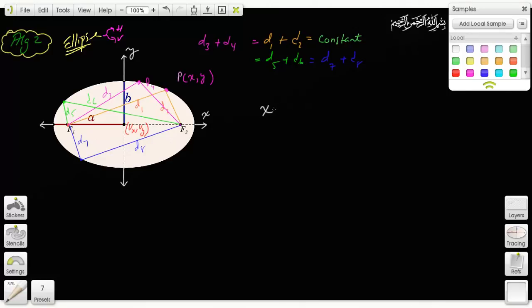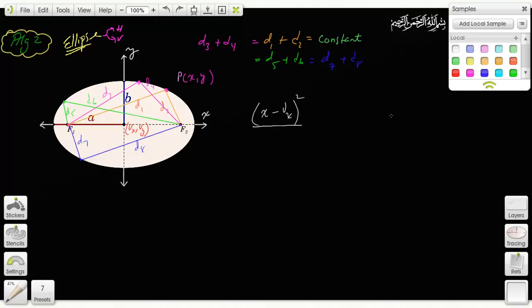x minus Vx squared over a squared plus y minus Vy squared over b squared is going to equal 1. Okay, that's the general equation for an ellipse.